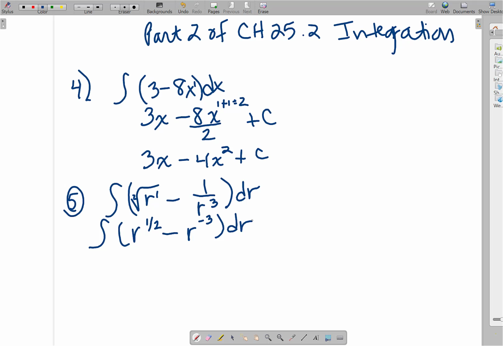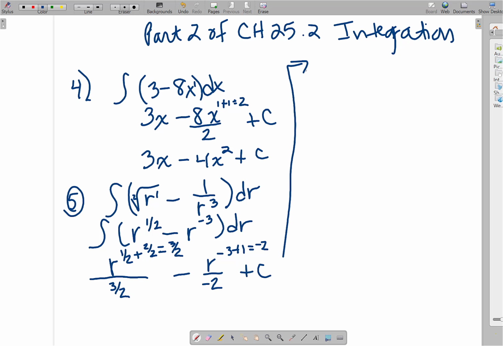Now I can treat each term separately and take the antiderivative. So the first term is going to give me r to the 1/2 plus 1. That would be plus 2/2, which equals 3/2. And then, of course, we have to divide by the 3/2. I'll show you how to work that out in a minute. Minus, in this case, we would have r to the minus 3 plus 1, which is negative 2. So we have to divide by negative 2 and add our constant of integration.